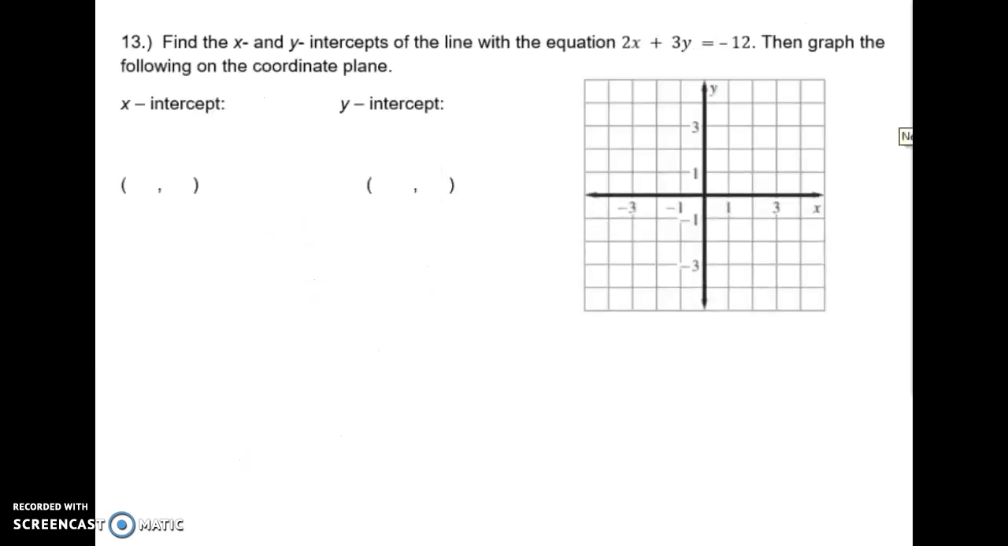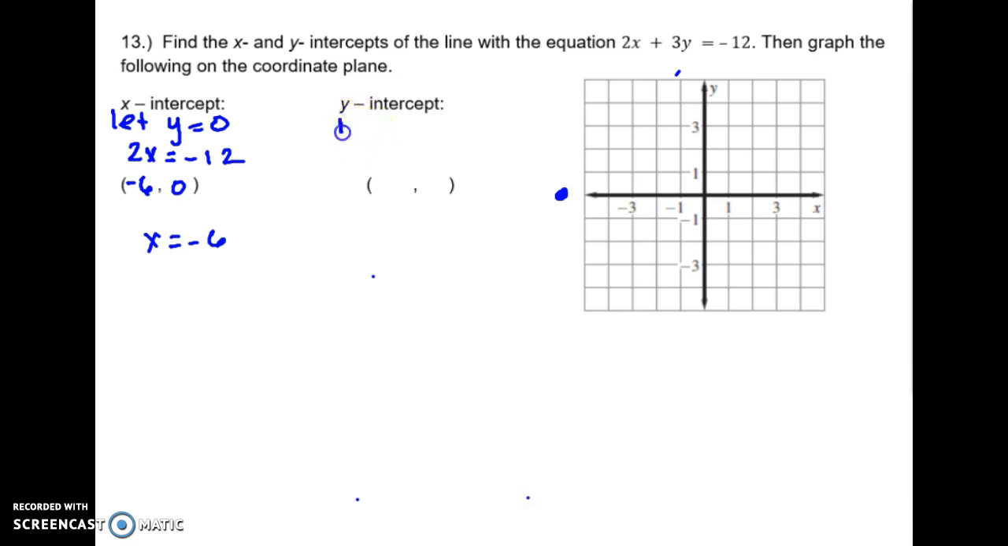All right, number 13, find the x and y intercepts of the line with the given equation, and then we're going to graph the line. For our x-intercept, remember, we always let our y be 0. If our y is 0, we're left with 2x is equal to negative 12, and when we divide, x is equal to negative 6. So negative 6, 0. When we graph that, this is 3, 4, 5. We're a little off the graph. It's going to be right there at negative 6, 0.